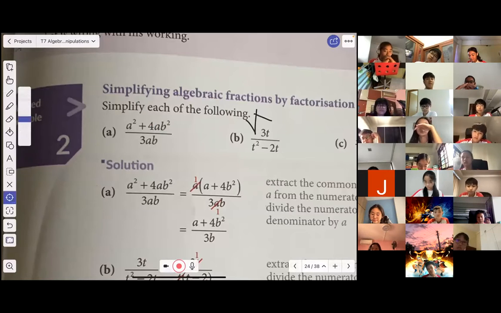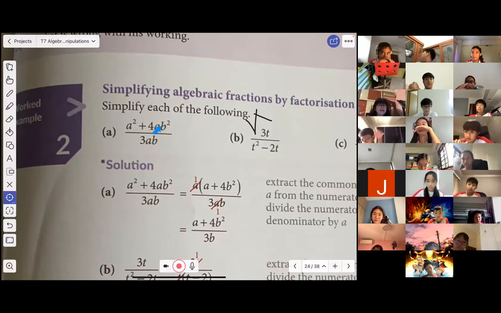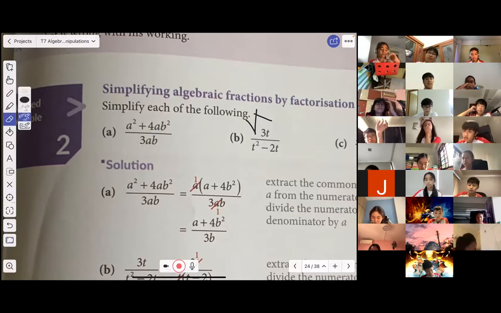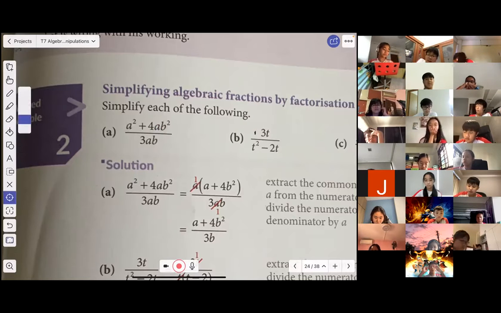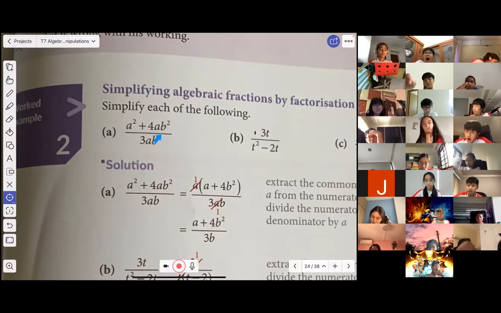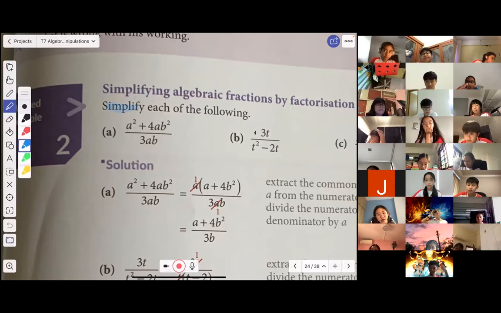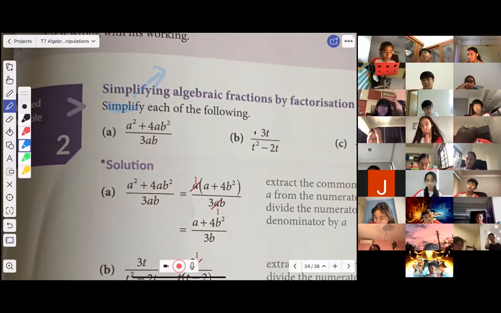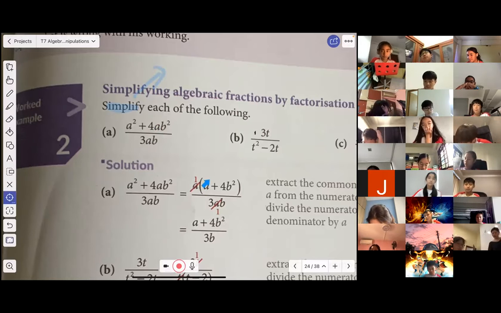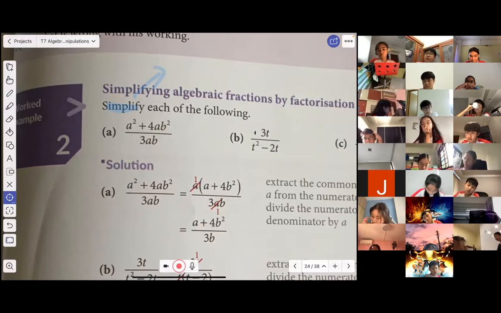Okay, so next one, a squared plus 4ab squared. Again, this is from page 136 of your textbook. So what do I do with this? How do I simplify this fraction? Simplifying really means that, just like a fraction, you want it to be in the simplest form. So we have to factorize both the top and the bottom to cancel out common factors. The factorization involves common factor, grouping, identity, and so on and so forth.